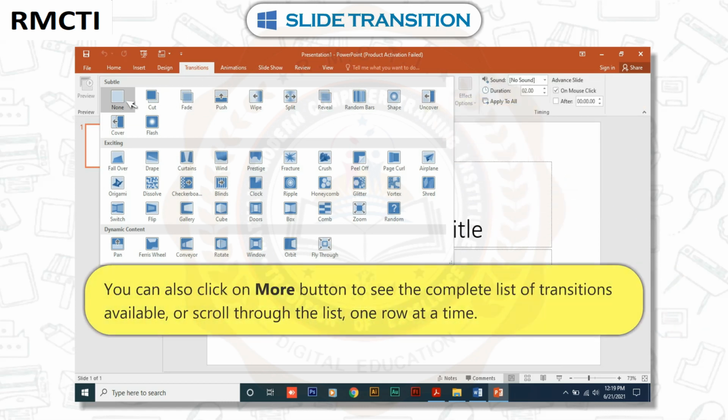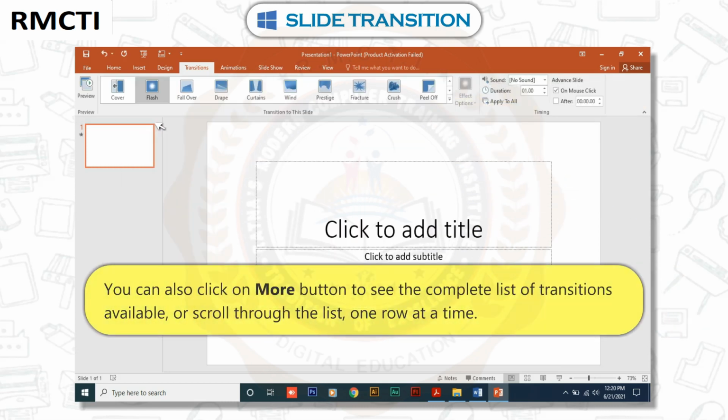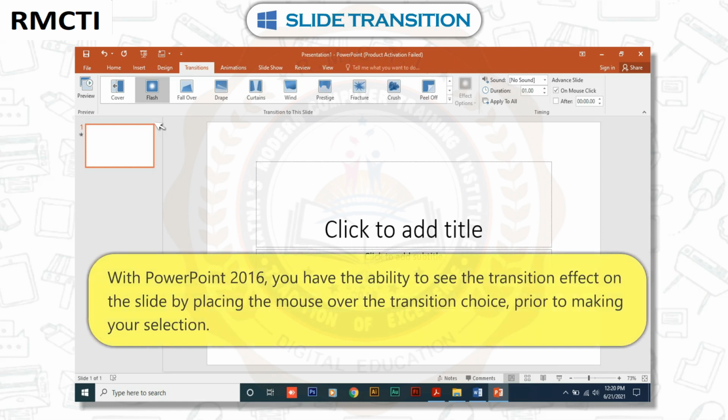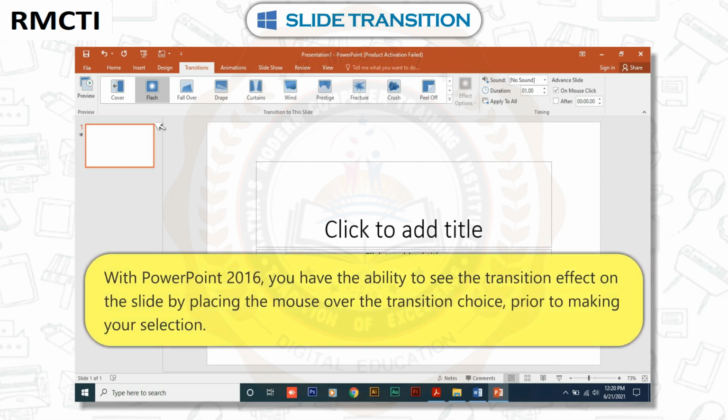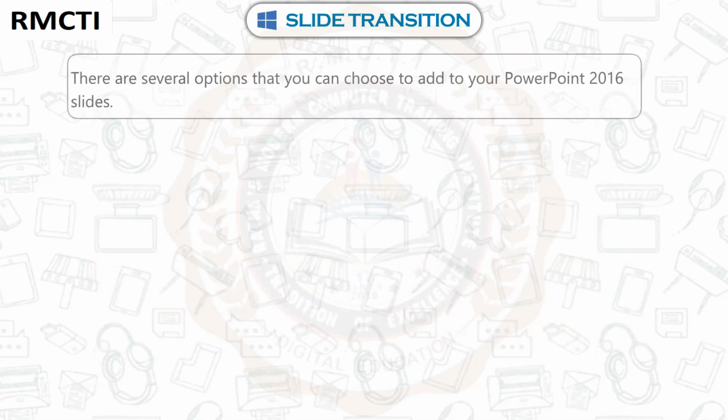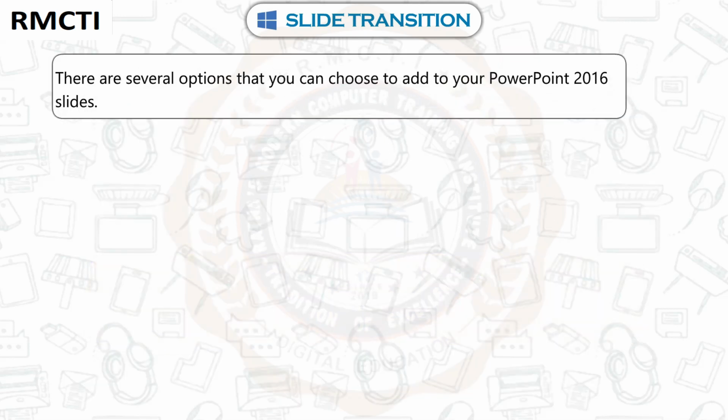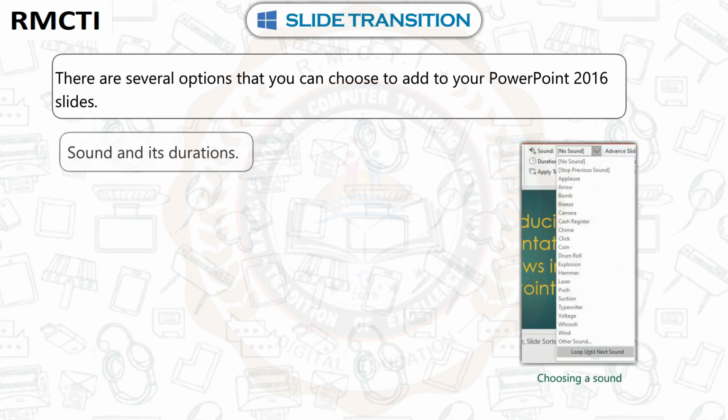You can also click on More button to see the complete list of transitions available or scroll down the list one row at a time. With PowerPoint 2016, you have the ability to see the transition effect on the slide by placing the mouse over the transition choice prior to making your selection. There are several options that you can choose to add to your PowerPoint 2016 slides.